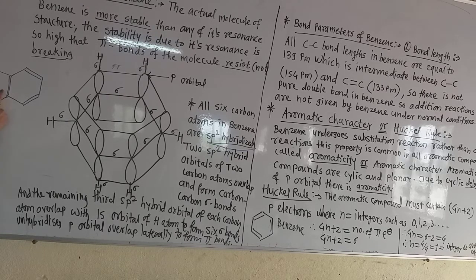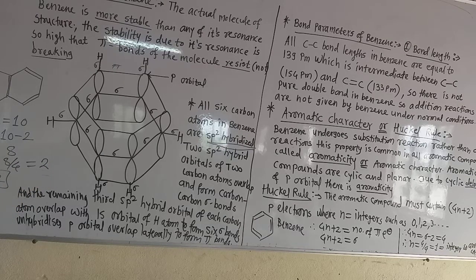2 plus 2 plus 2, 6 plus 2, 8, plus 2, 10. So there are 10 pi electrons. So 4n plus 2 is equal to 10. Then 4n is equal to 10 minus 2, so 4n is equal to 8. Then n is equal to 8 divided by 4, that is equal to 2. So n is equal to 2, which is an integer. And so naphthalene is also an aromatic compound. From this rule or this formula, we can say whether the given ring is aromatic or non-aromatic.